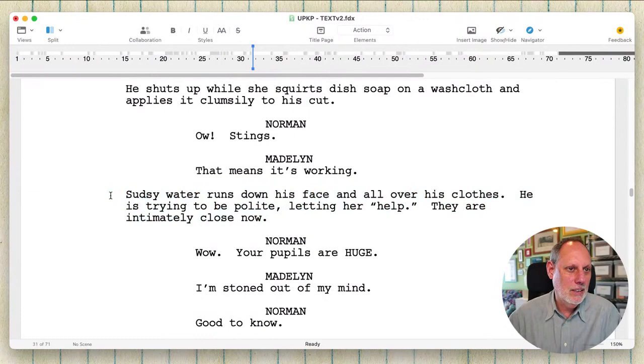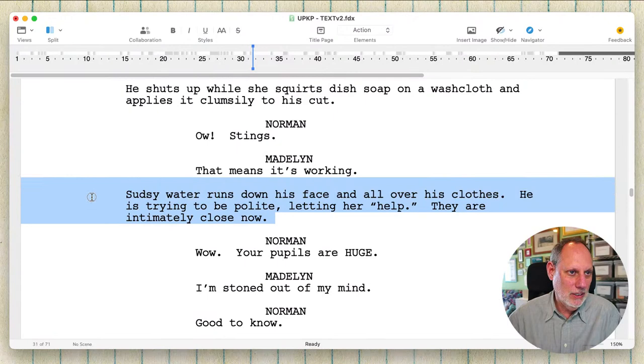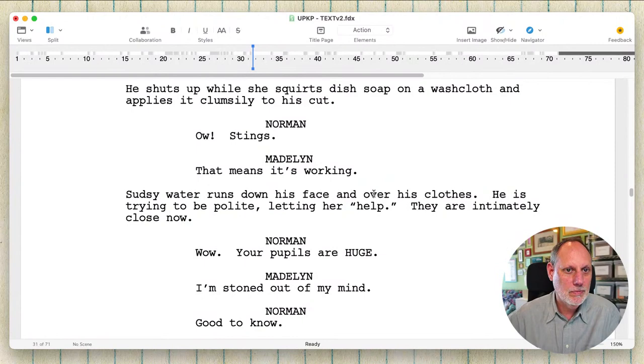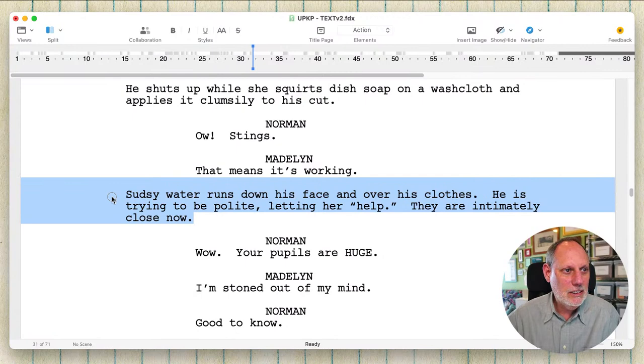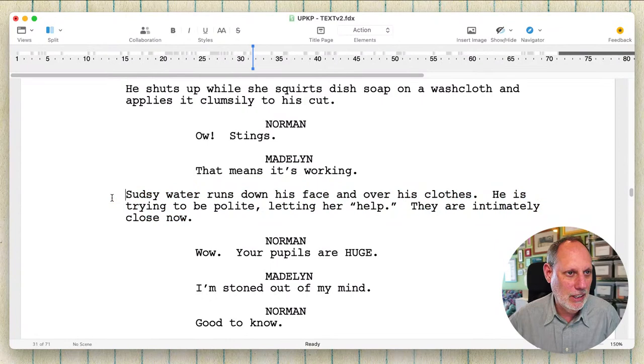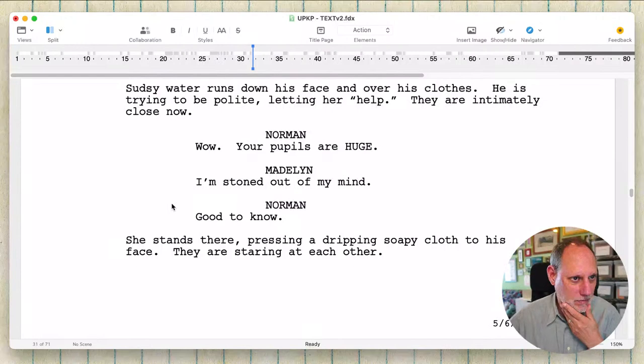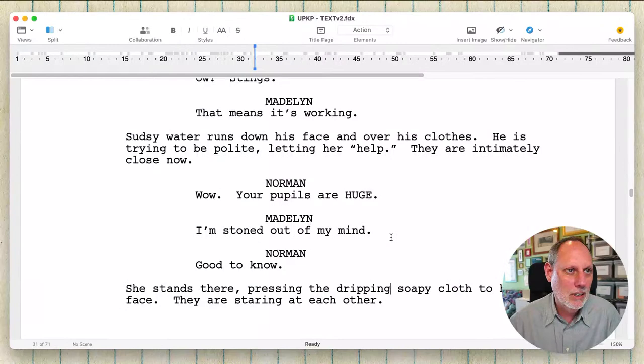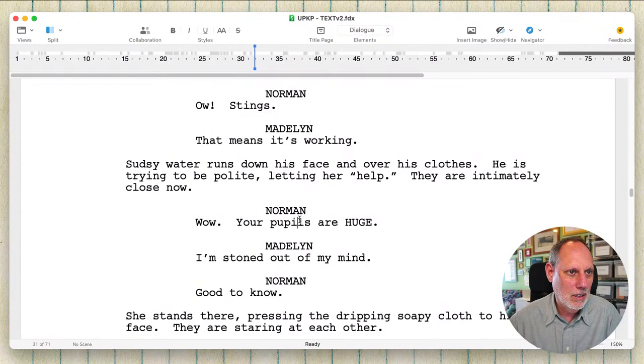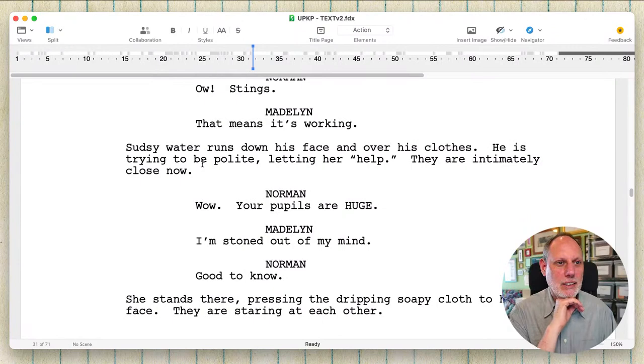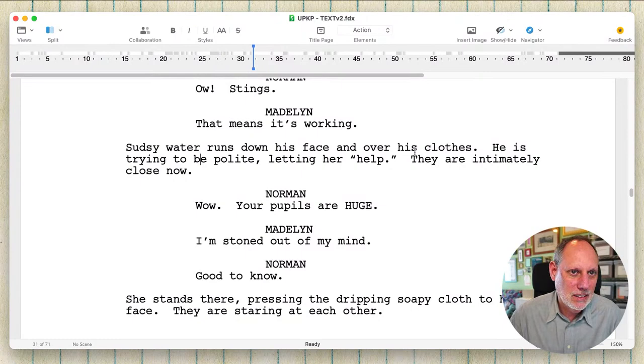I'm just saying, is there... I think this is right. This is a little long, but it's important. It's a layer of psychology, I think, that it's good to keep going. Missing the drippy, soapy cloth. I'm just seeing, is there even a word I can... That's right. Okay. She stands pressing.